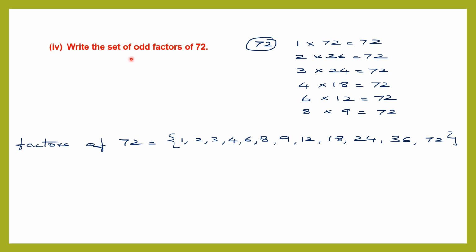Now the question says write the set of odd factors. So pick out only the odd numbers from here. So we have 1, 3, then what else do we have? 9, then that's it, 1, 3, and 9. So there are only 3 odd numbers among all the factors of 72. So now we have the set. So let's write down the set here. Let's name the set O for odd numbers. You can give any letters. Let's write the odd numbers 1, 3, and 9. So this is our answer. The odd factors of 72 are 1, 3, and 9.